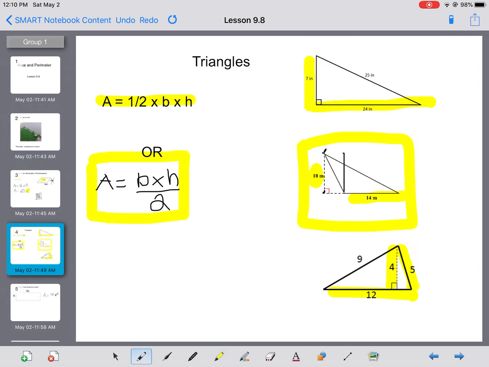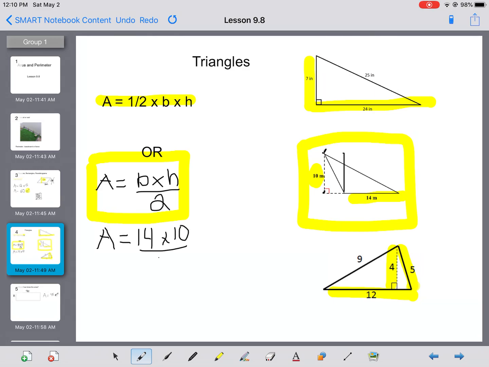Area equals base times height over 2. So remember, it's important when you use formulas to plug in what you know. So I do not know my area, but I do know my base. So where there was the letter B, I'm going to put the number 14. Where there was the letter H, I'm going to put the number 10.